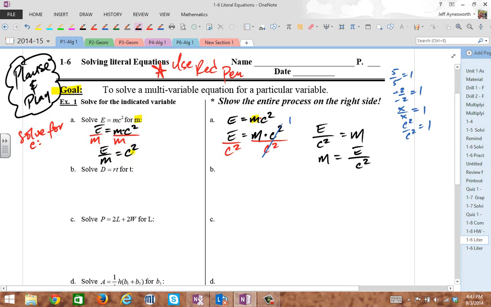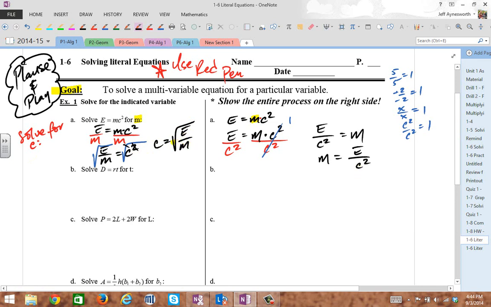So what we need to do is understand the inverse of squaring. And if you understand that, well, the inverse of squaring is called square rooting. So we square root the left and the right. Square root both sides. When that happens, the square root cancels out the square, giving you c, and that's equal to the square root of E divided by m.